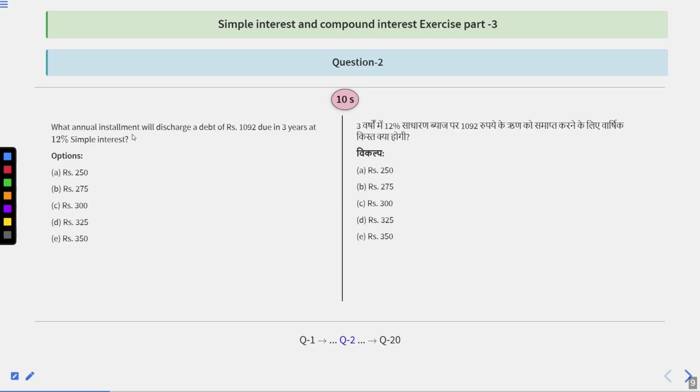Next one. What annual installment will discharge a debt of rupees 1092 due in 3 years at 12% simple interest? You have 5 options and 10 seconds to analyze the question. Your time starts now.